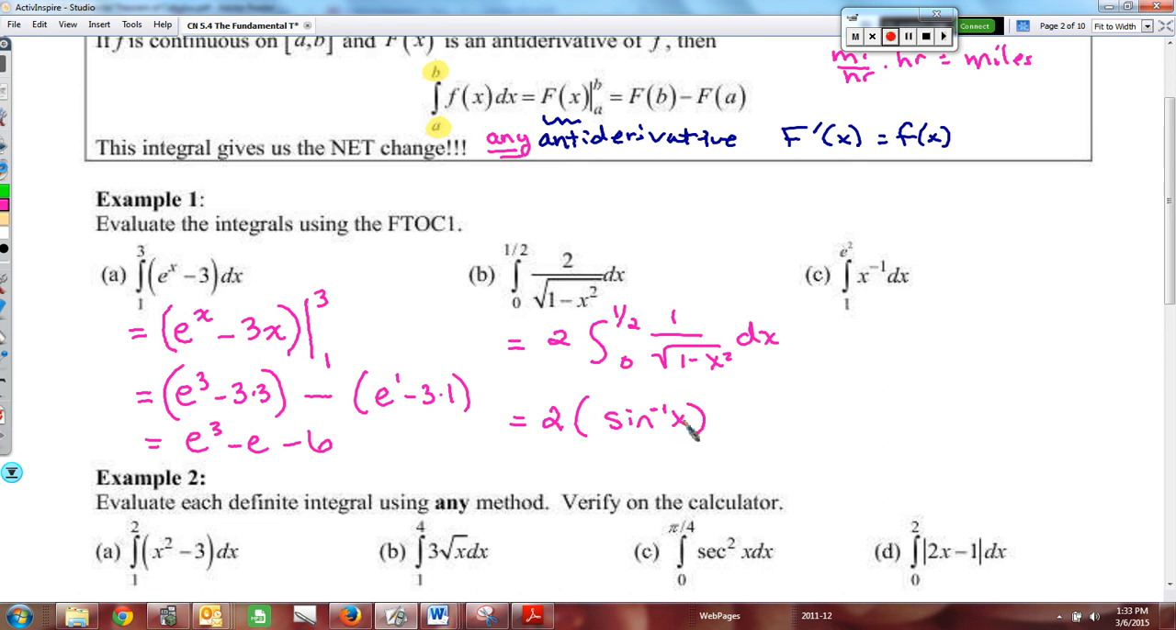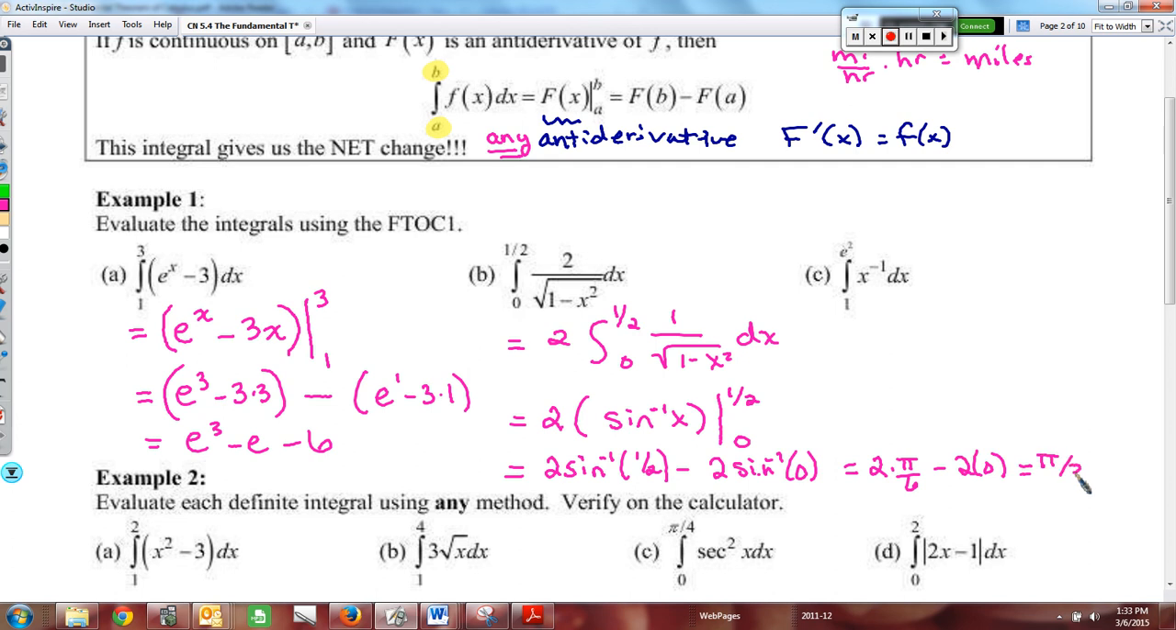Now I'm not doing general, so I don't need to do plus c. I show that I know that I'm doing a definite integral and calculating net change by showing my bounds. And then I calculate the net change. I plug in the 1/2, so I would have 2 inverse sine of 1/2 minus 2 inverse sine of 0. And then of course you've got some trig calculation. The angle whose sine is 1/2 is pi over 6. The angle whose sine is 0 is 0. So we end up with a final answer of pi over 3.